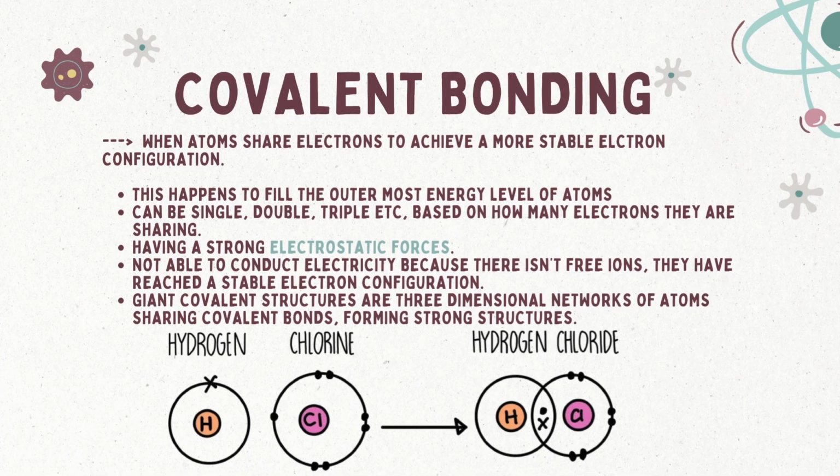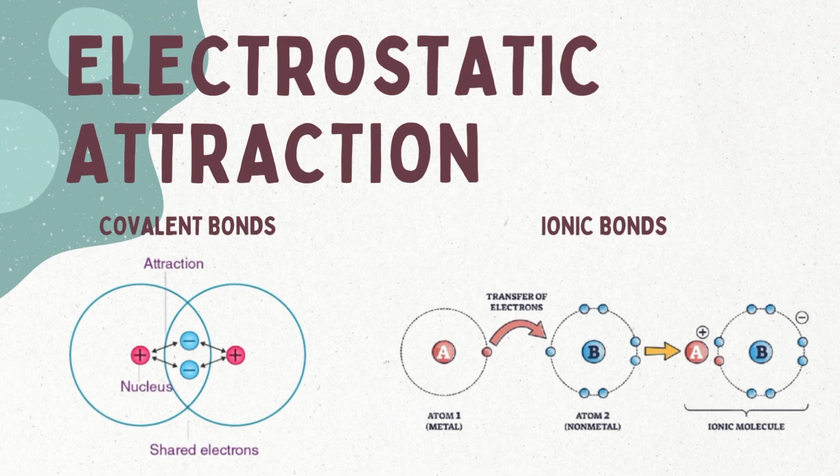This is based on how many electrons they are sharing, having strong electrostatic forces, and not being able to conduct electricity because they have reached a stable electron configuration. Giant covalent structures are three-dimensional networks of atoms sharing covalent bonds, forming strong structures. And here we've got an example of hydrogen and chlorine, with electrostatic attraction between positively charged protons and negatively charged electrons.